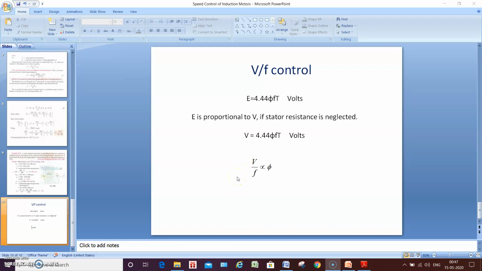The theory behind this V by F control method I will discuss in the next class. I think you got some idea on this V by F control. It comes under the variable frequency control method.